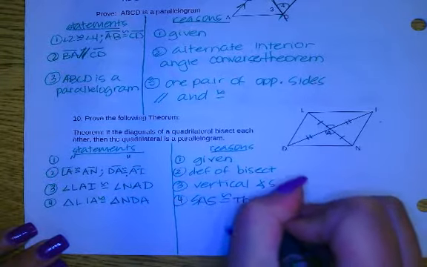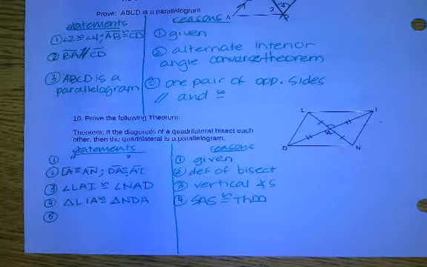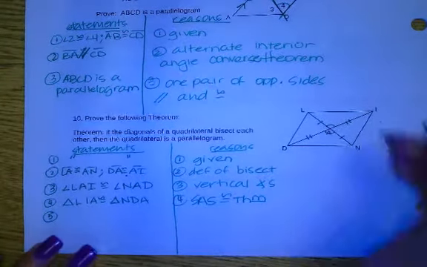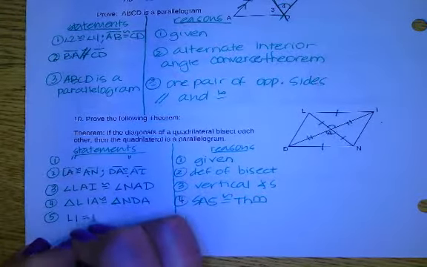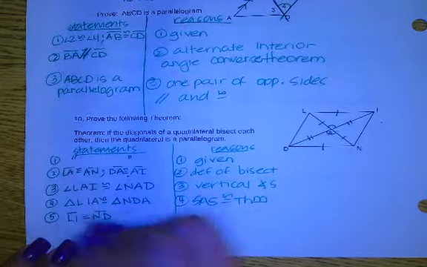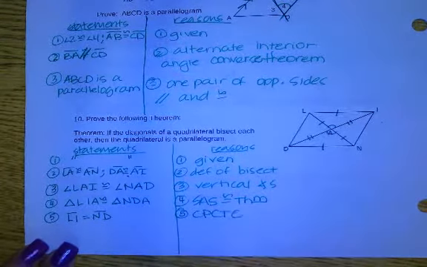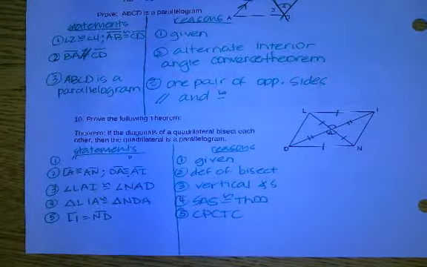Okay, and then where do you go from there? So now we have two little triangles that are congruent. You can prove the side LI and ND are congruent. Why is that? Very good. And the same as the other two triangles.